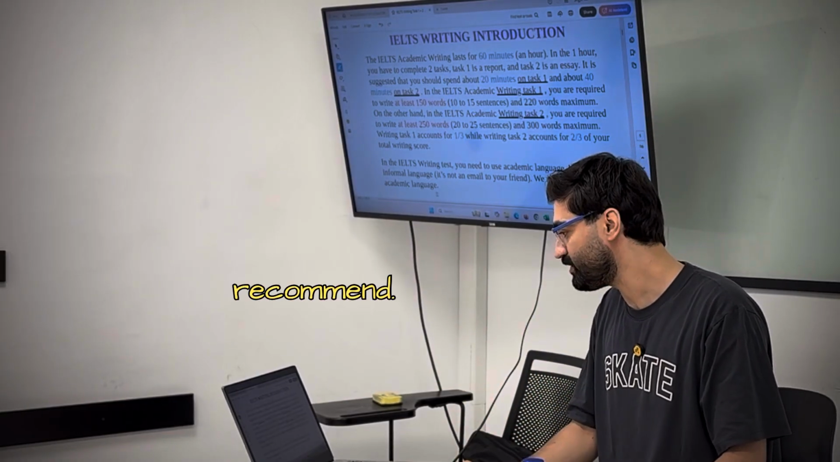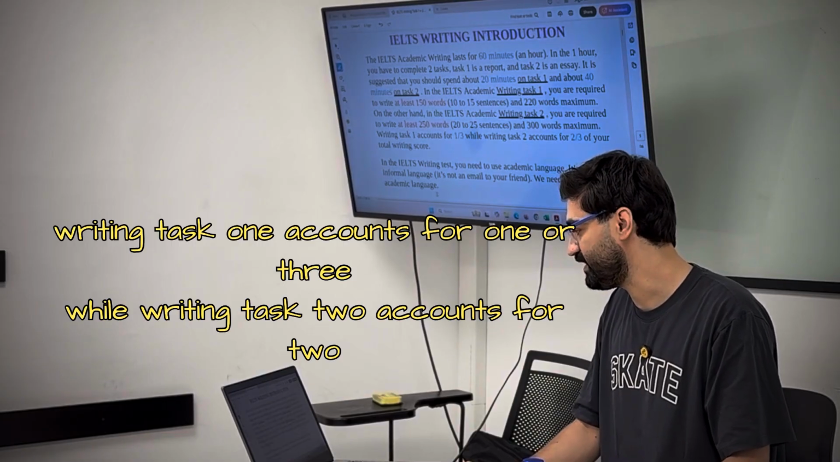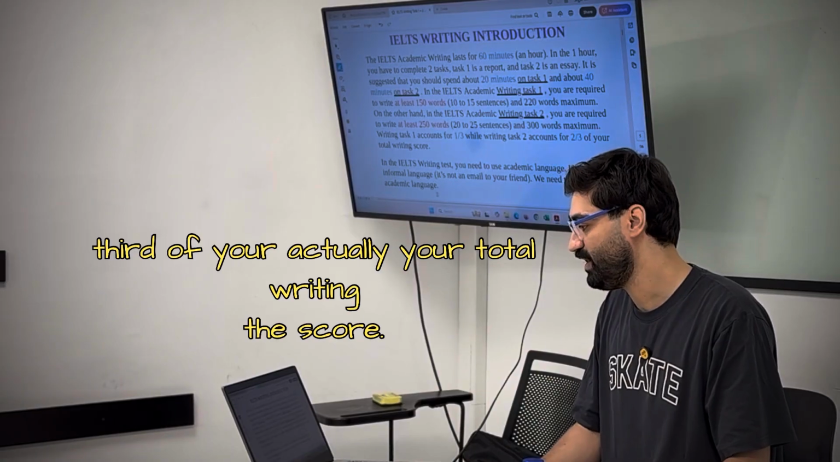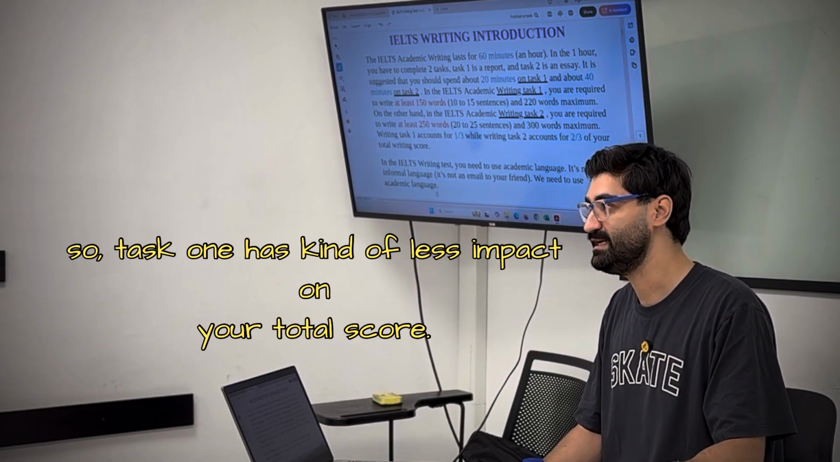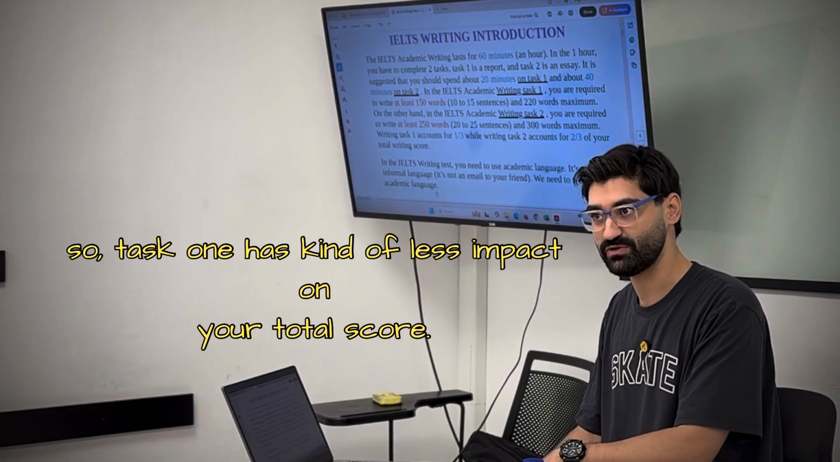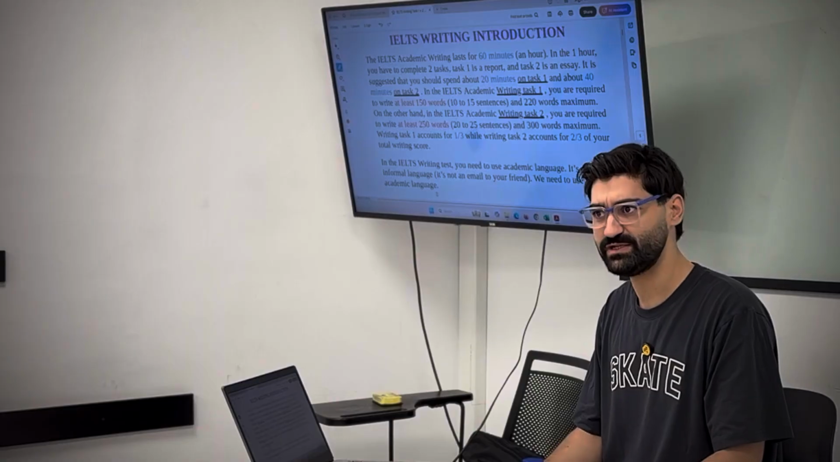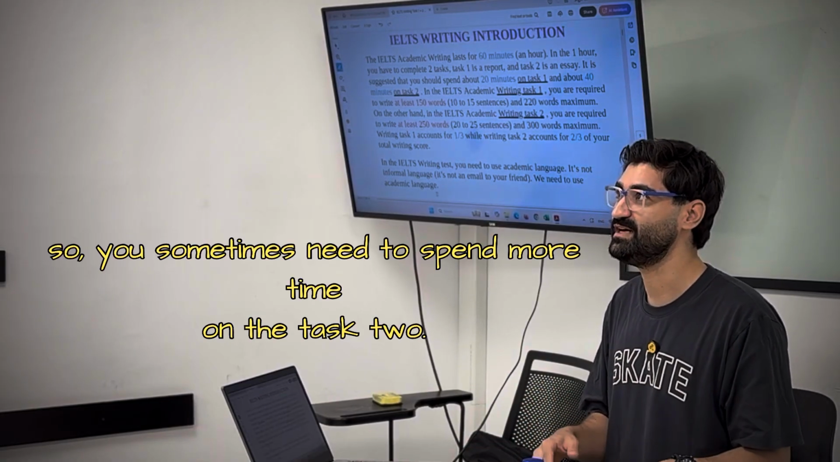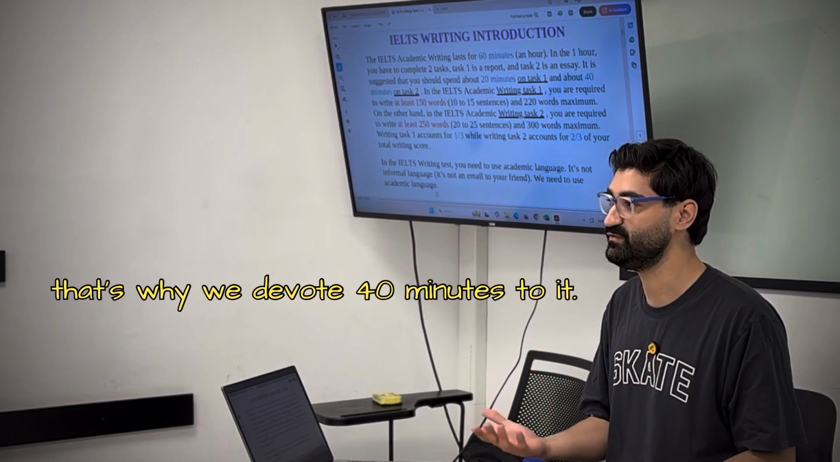Recommended. Writing task 1 accounts for 1/3, while writing task 2 accounts for 2/3 of your total writing score. So task 1 has less impact on your total score. It's 1/3, but the other one is 2/3. Do you get it? So you sometimes need to spend more time on task 2. That's why we devote 40 minutes to it.